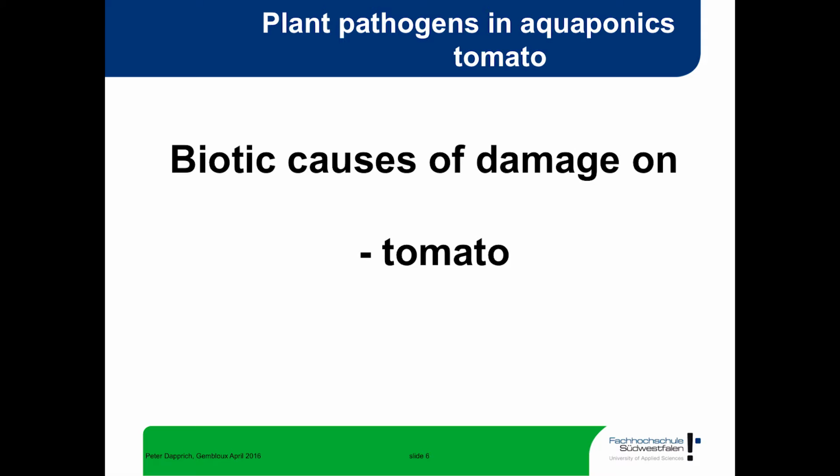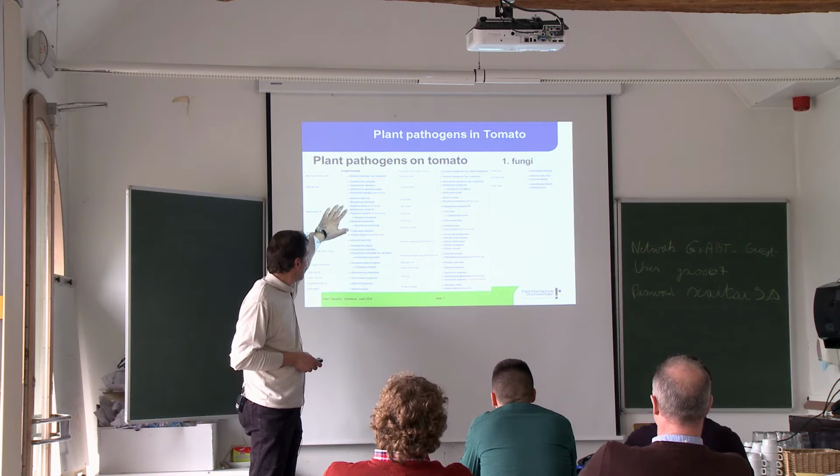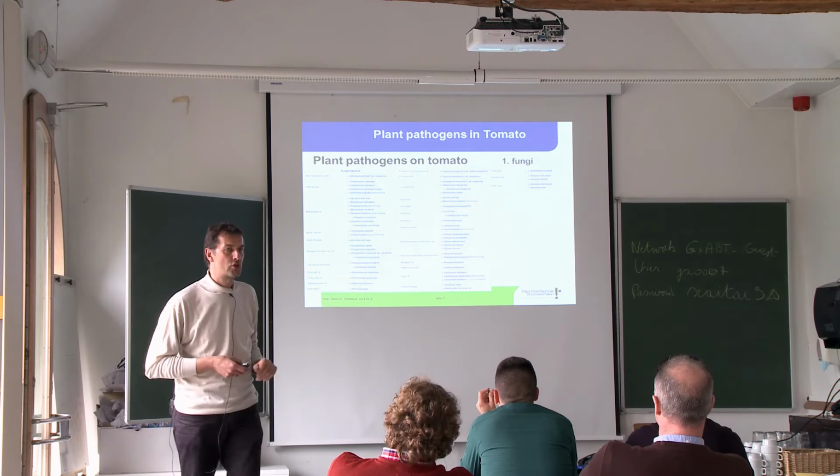So now specifically, some pathogens for tomato. This is a list of fungal pathogens for tomato. Who wants to learn them by heart? All these can occur on tomato. And you see here, for instance, for the black mold, several different pathogen causes, like alternaria, stemphylium, peronospora, and so on. So again here, my credo, please use the scientific names if you wish to describe a pathogen or a symptom.